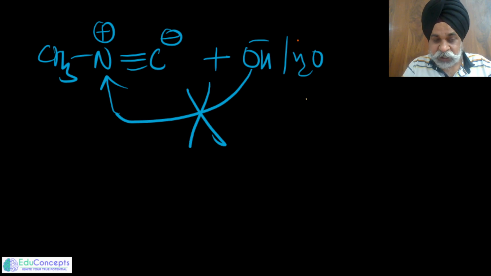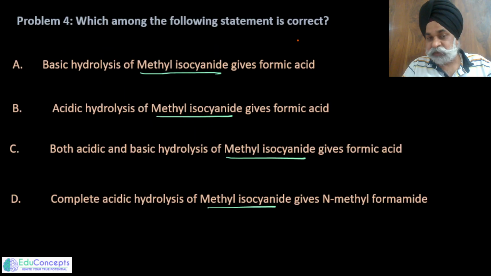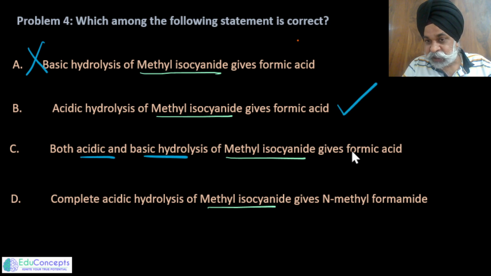So this is quite an important question. You always have to remember that isocyanates are the class of compounds in which the addition happens across the same carbon. Electrophile and nucleophile add across the same carbon. That is very important. So basic hydrolysis would not happen. Acidic hydrolysis of methyl isocyanate gives formic acid. This seems correct. Let me check the other options. Acidic and basic hydrolysis, no, basic would not happen.